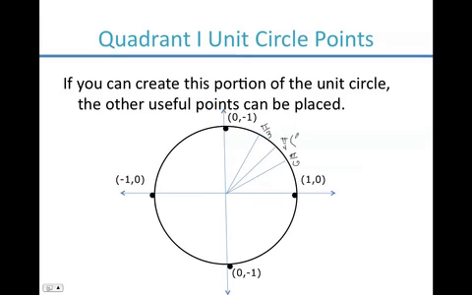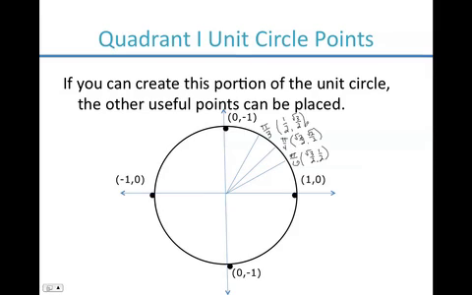Pi over 4 is the coordinate point, root 2 over 2, root 2 over 2. Pi over 6 is root 3 over 2, 1/2. And then pi over 3 is the reverse, 1/2, root 3 over 2.